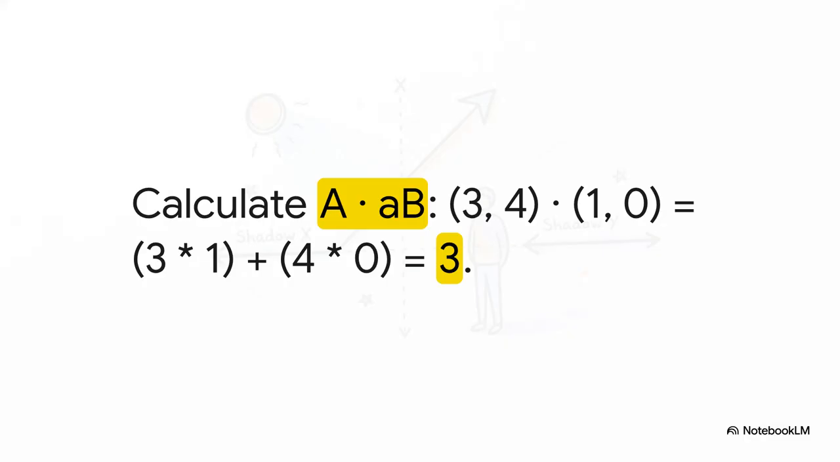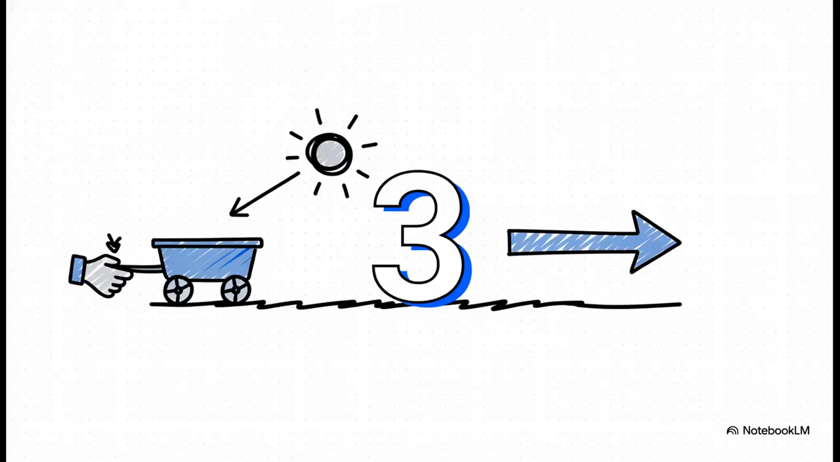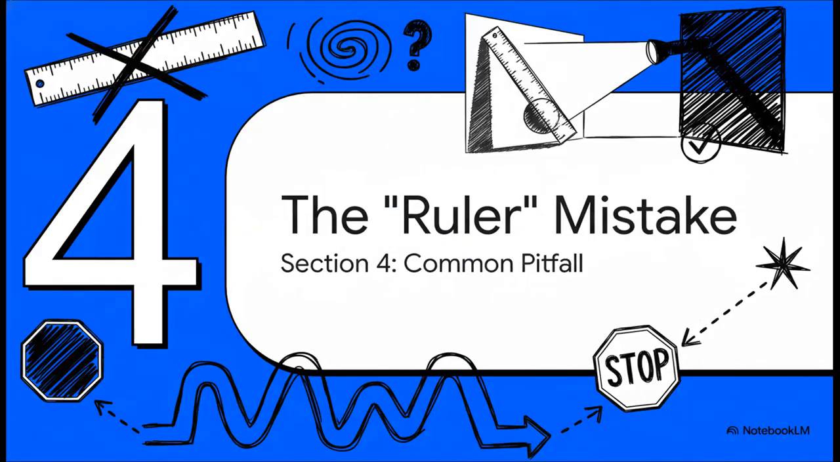Now for the main event. We use our formula, A dotted with our new unit vector A_B. So that's (3, 4) dot (1, 0). To do the dot product, you just multiply the first numbers together, multiply the second numbers together, and add the results. So that's 3 times 1 plus 4 times 0, which is just 3 plus 0. And boom, there's our answer, 3. The length of the shadow is 3. So going back to our wagon, this means that your total force is actually contributing exactly 3 units of pure forward pulling power.